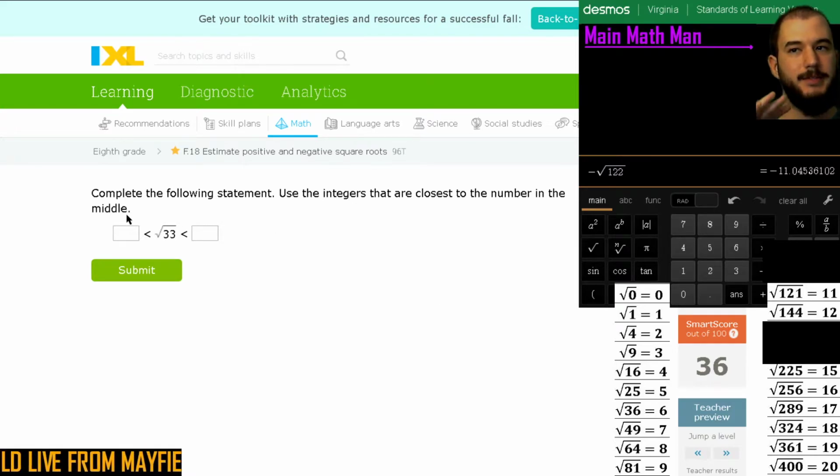All right, so now this is where we take it a step above. Again, in the notes, I set these up just like this. It says, complete the following statement. Use the integers that are closest to the number in the middle.